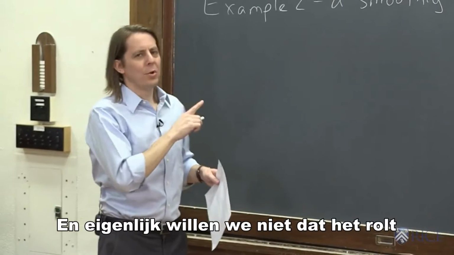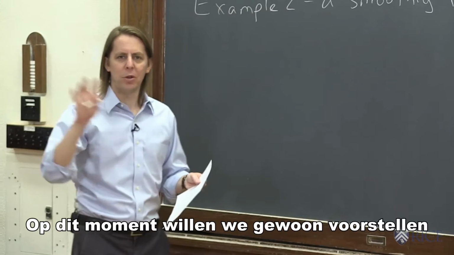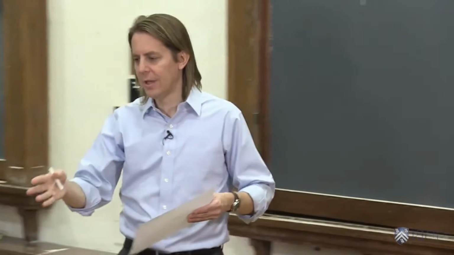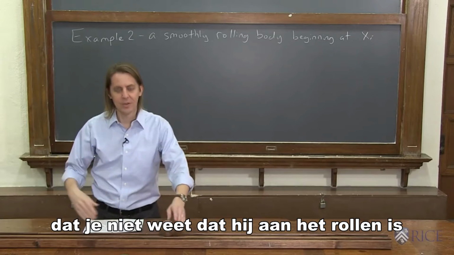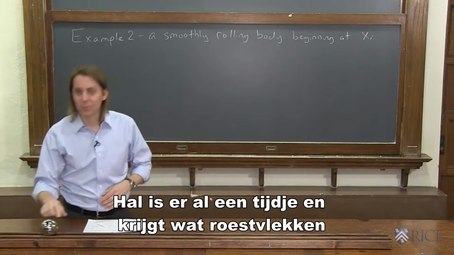And actually, we don't really want to do rolling. We will eventually talk about rolling motion, which is very complicated. Right now, we just want to imagine the body just moving. So our demo is going to be Hal again. And the reason Hal is a nice shiny object is you can't tell that he's rolling.